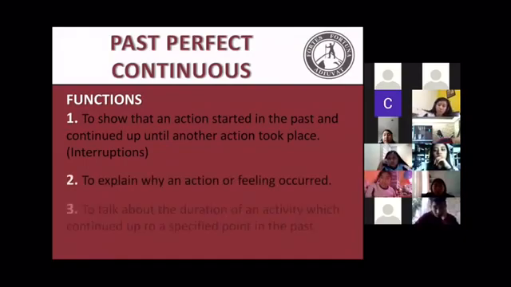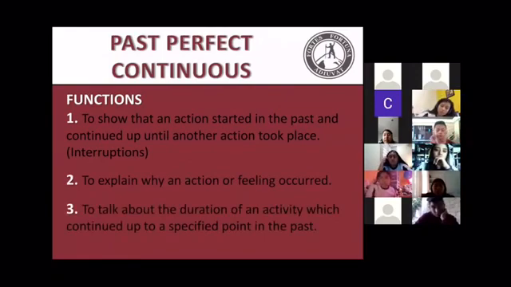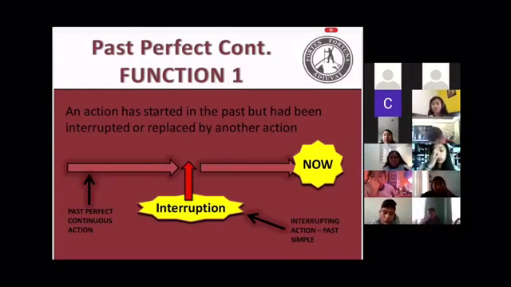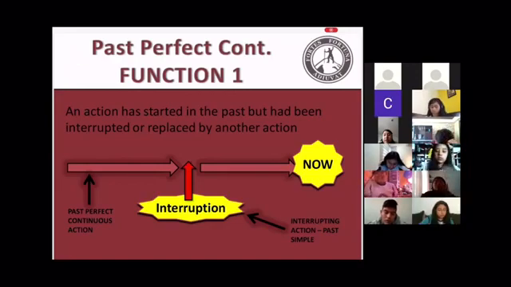And finally, to talk about the duration of an activity which continued up to a specified point in the past. Okay, should be able to see it now. So we have a continuous action that is interrupted by something. That is your function 1. For example, I had been sleeping and then something happens. Something in the past happened when you'd been sleeping. Maybe you had to wake up. That interrupting action is in the simple past. I had been sleeping when my mum entered the room.